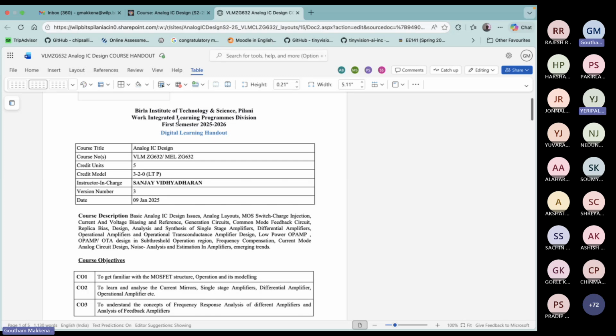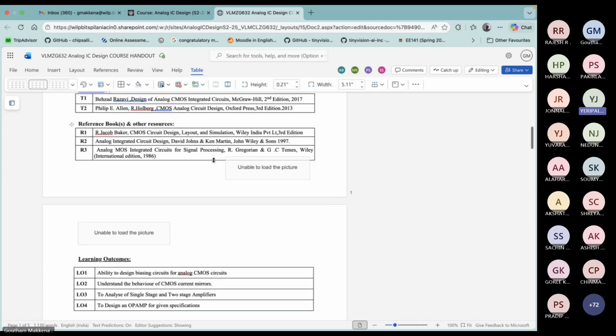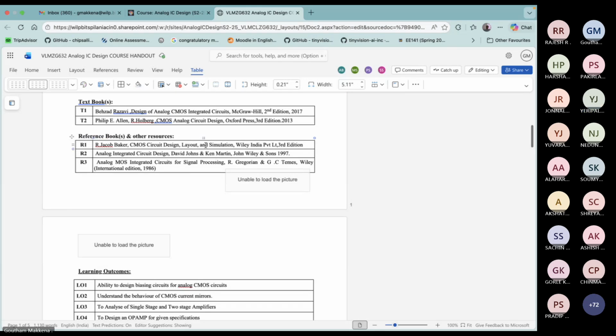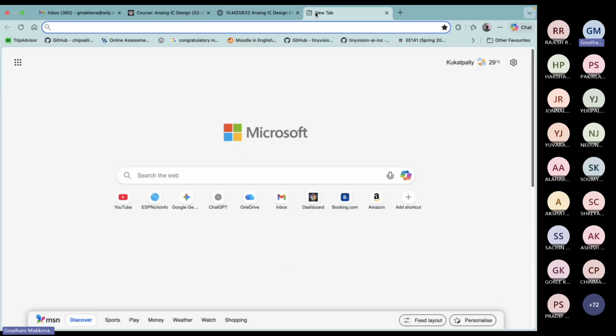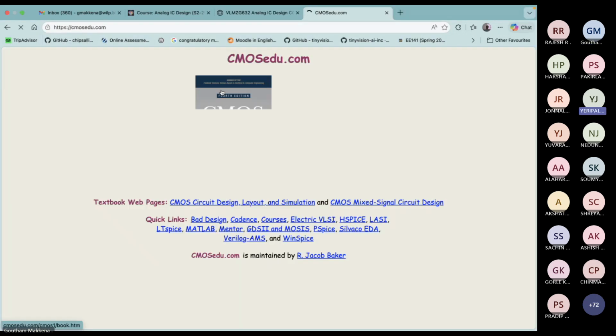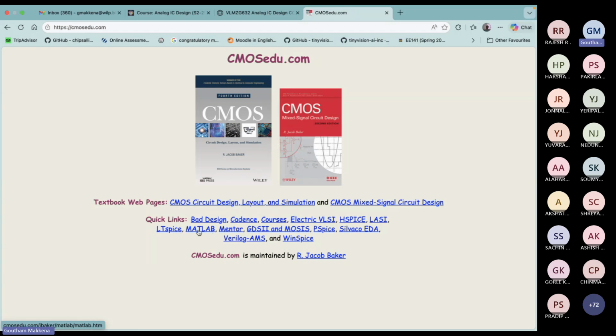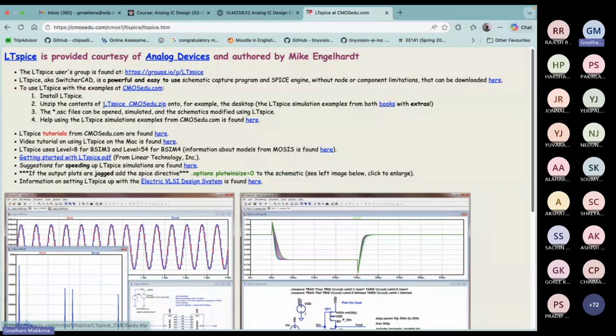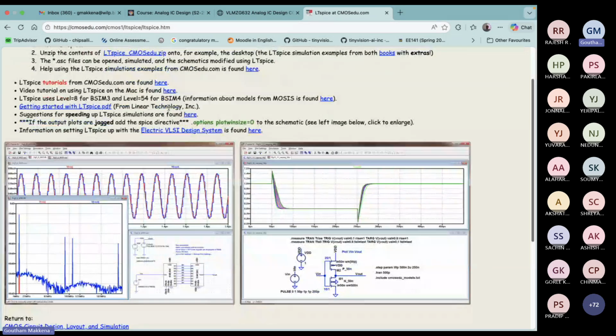One more thing, Professor. The standard books, those things. Is there any standard website to download all those things? Like I told, Jacob Becker has his own website, cmosedu.com. Here you can find, see if I go to LT Spice, he gives you all the LT Spice cmosedu.zip. Whatever is the circuit that the professor is discussing in the textbook, that circuit will be available in that zip folder. It will help you with understanding. So this is one good source.